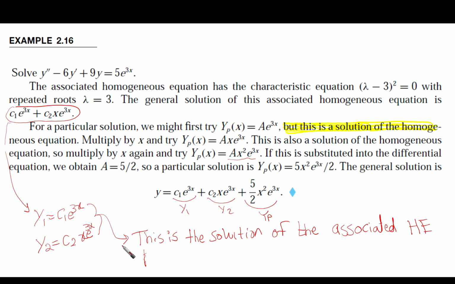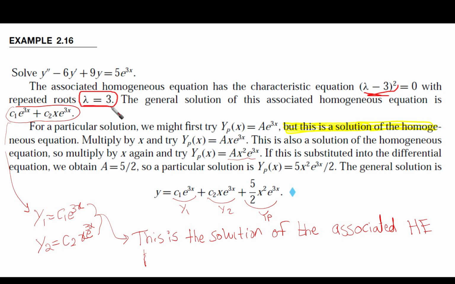Okay, let's have another example, which is dealing with the same problem, but we are going to go further with it. We want to solve this equation, y double prime minus 6y prime plus 9y equal to 5 e to 3x. The associated homogeneous equation has the characteristic equation lambda minus 3 to the power 2 equal to 0, with repeated roots, lambda equal to 3.